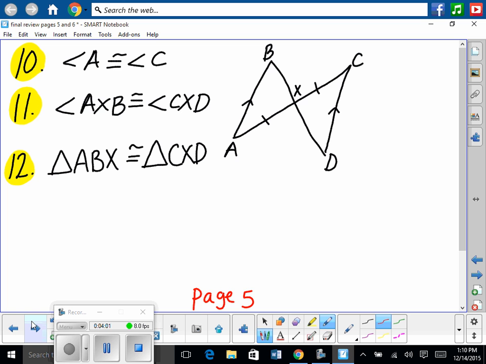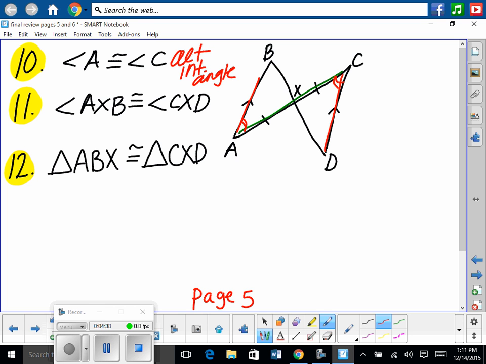Okay, so we're on number 10, 11, and 12. We're supposed to tell why the statements are true. We're given this picture, and we're supposed to tell by what theorem, or what do we know, given this picture, that for sure these angles are equal. So angle A is equal to angle C. Well, because we have these two parallel lines, we have a transversal here. That creates alternate interior angles. So this angle and this angle are equal because they're alternate interior angles. That's why number 10 is true.